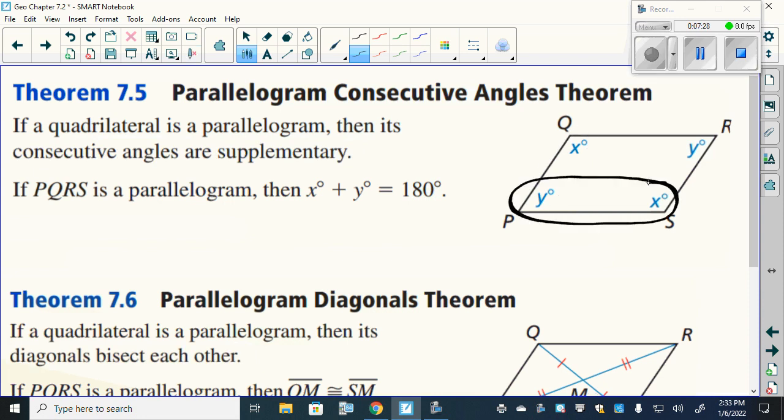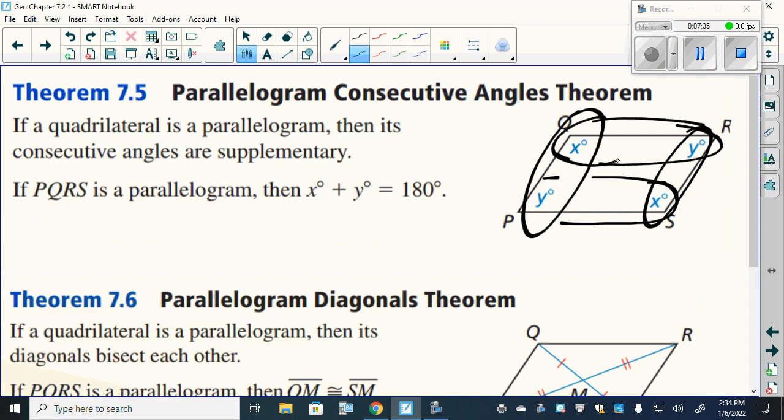So all of these sets of angles, it's just a different setup for it, will add together to be 180. So any of the angles next to each other in a parallelogram will add together to be 180 degrees.